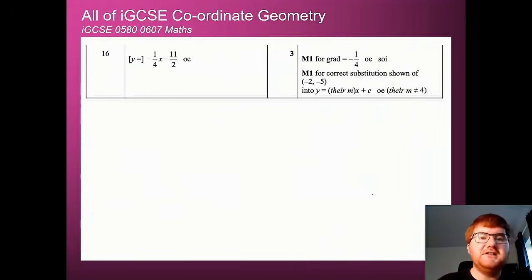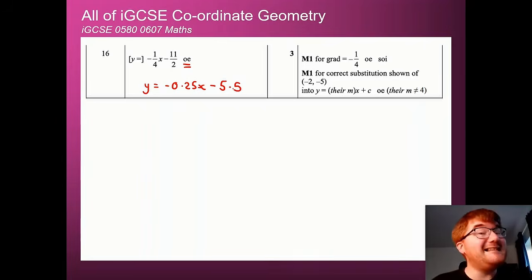Again, you can check your answer here. Notice this phrase here, I've talked about this in previous videos. This is "or equivalent". So what that means is if you wrote, for example, y equals, so some of you love decimals out there, minus 0.25x minus 5.5, for example. Now, if some of you work in decimals, then that's absolutely fine as well. You'll get all 3 marks.